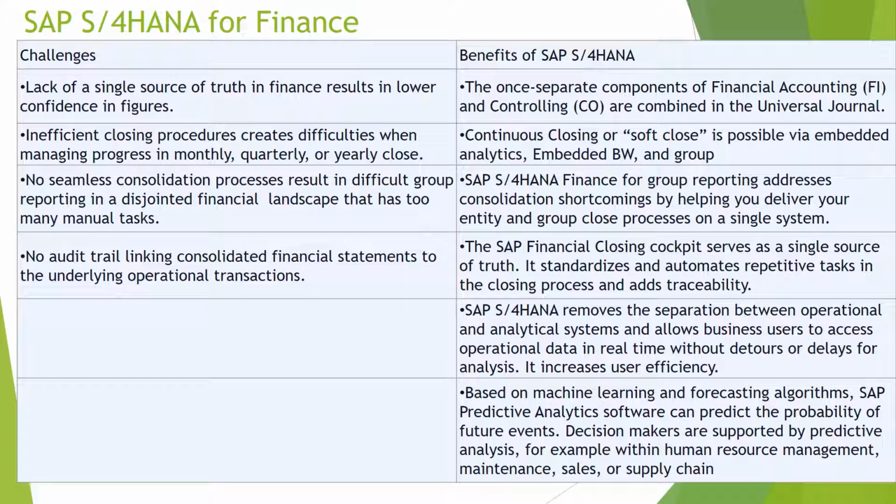And SAP S/4HANA removes the separation between the operational and analytical systems and allows business users to access operational data in real time without detours or delays for analytics. It increases user efficiency. Based on machine learning and forecasting algorithms, SAP predictive analytics software can predict the probability of future events. Decision makers are supported by predictive analytics, for example, within human resource management, maintenance, sales, or supply chain management.